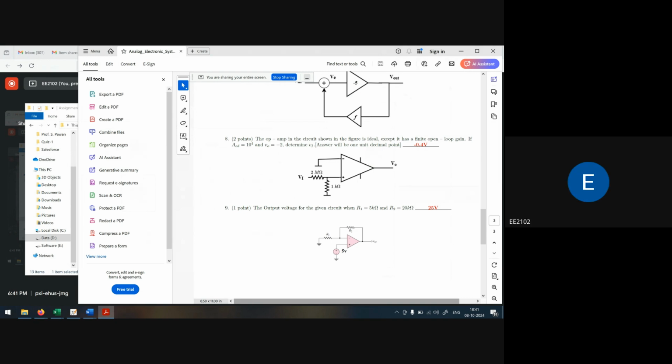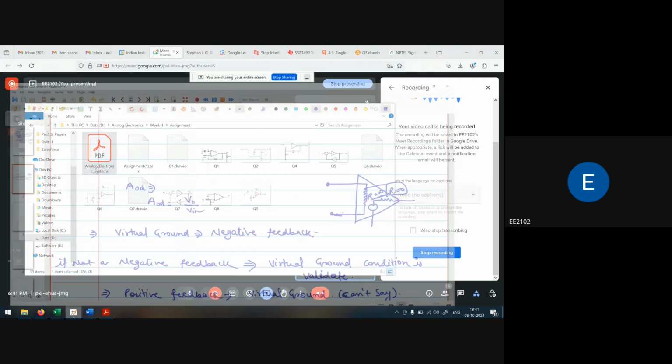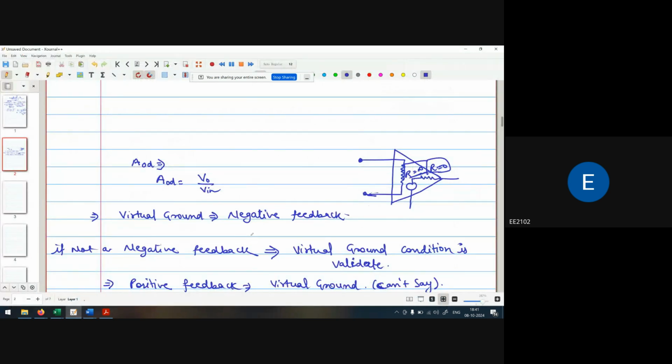Okay, so this value is at this point across this drop. What is the value of Vi? We are using the voltage divider biasing. So my V in is equal to V naught upon AOD. V naught is minus 2, AOD is 10 raised to the power 4. That means minus 2 into 10 raised to the power minus 4 volts.